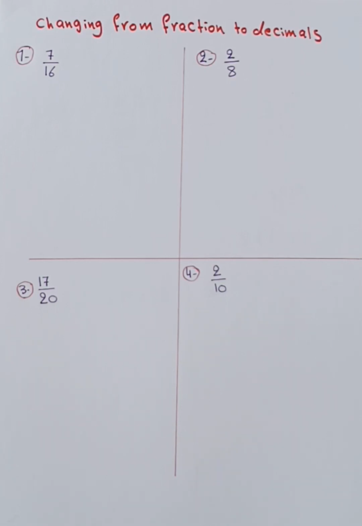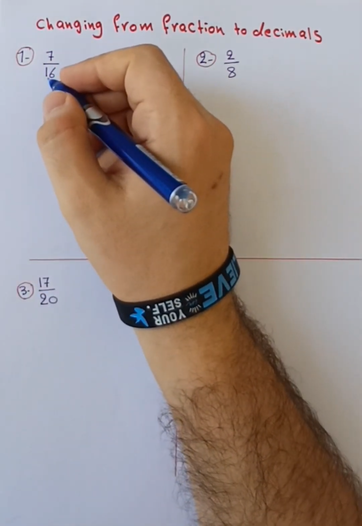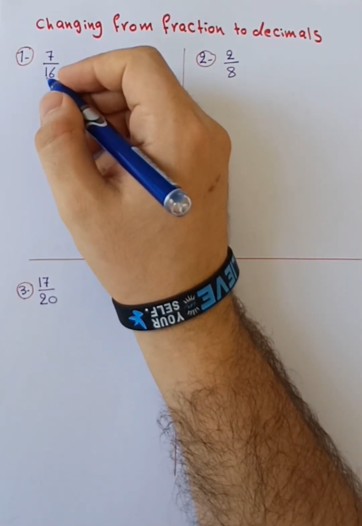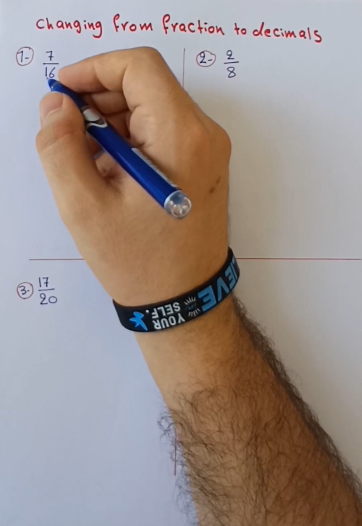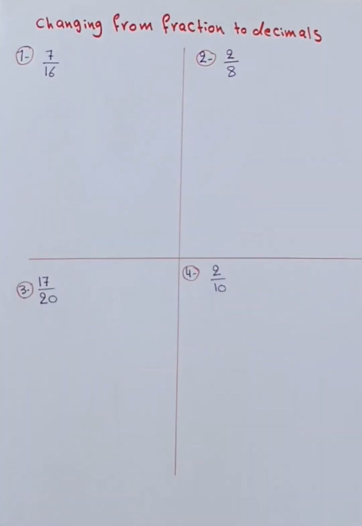The first way, we have to always look at the denominator. If this denominator you can change to 10 or 100 or 1000, you can use the multiplication way. But if the denominator you can't change to 10 or 100 or 1000 by multiply, you can only use the division way.